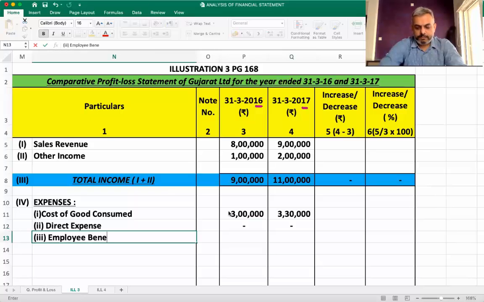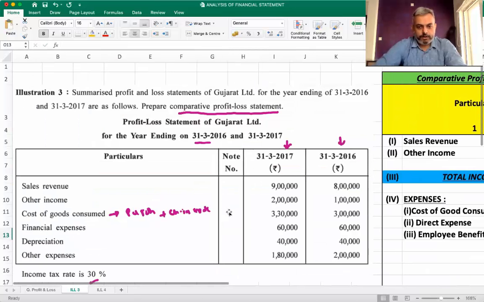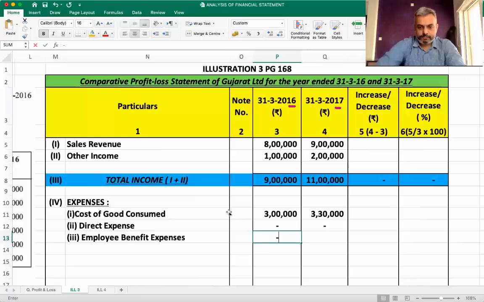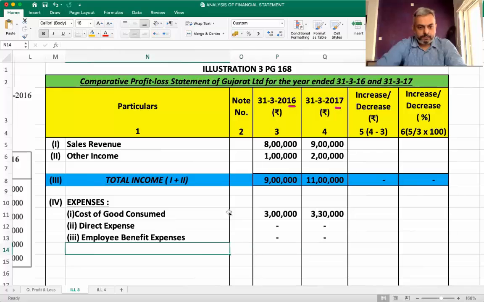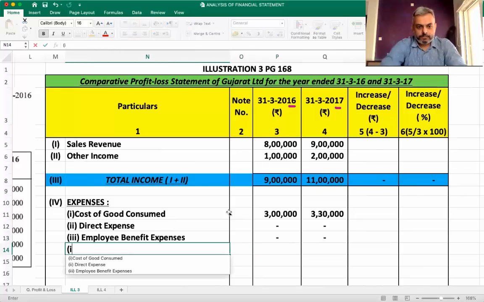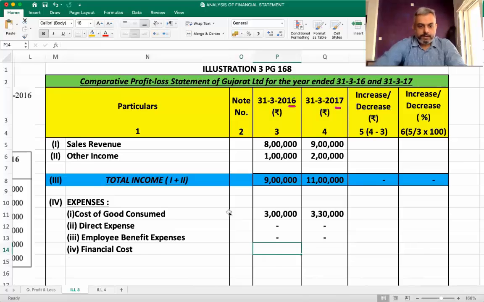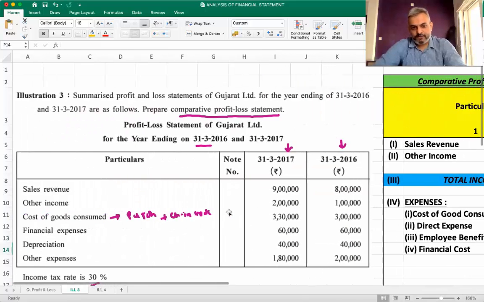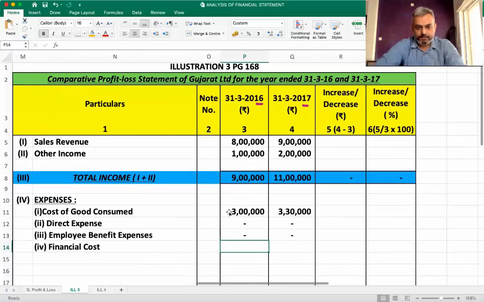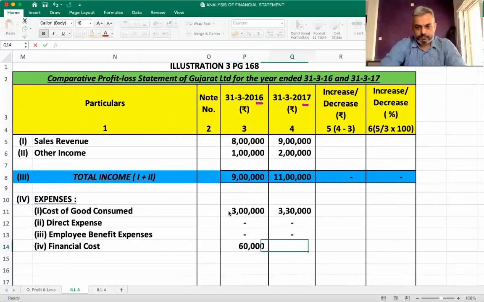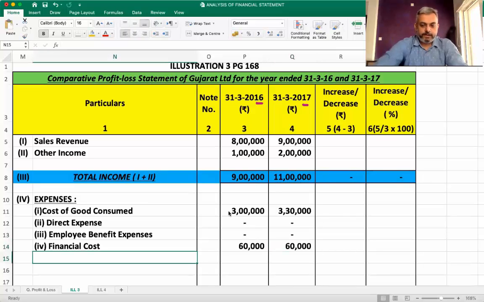Employee benefit. Now do we have employee benefit over here? No. So again dash dash. Fourth, financial cost. Now we do have financial cost, which is financial expense, 60, 60 each. So 60,000, 60,000.